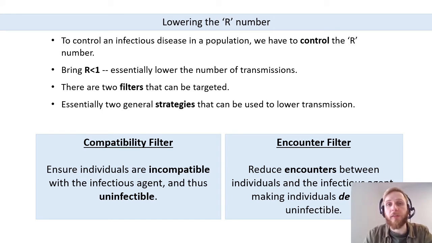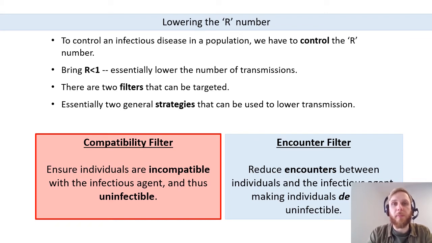The encounter filter, on the other hand, refers to this idea that viruses can only infect individuals they come into contact with. The only way you can contract a virus is if you get exposed to the virus, right? So if we can reduce the number of exposures, so reduce the encounters, we can again lower the R number and prevent the spread of infectious disease. These are concepts across microbiology, so it applies to bacterial disease and fungal disease, but what we're talking about here, of course, is viral disease. So we're going to look at some specific viral examples later on.